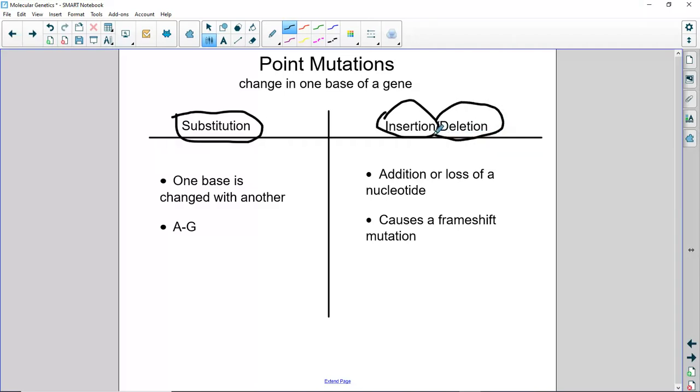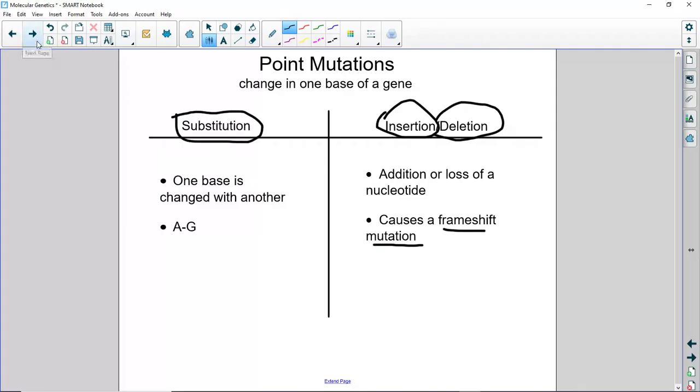Imagine you're all standing in a row and I take one of you out, and then the whole frame comes together. It's all different, a frame shift mutation. Or if I take all 17 of you and put someone in the middle between two people, that's an insertion of a gene. So a mutation changes the alleles, changes the trait, and it's a change in the DNA.